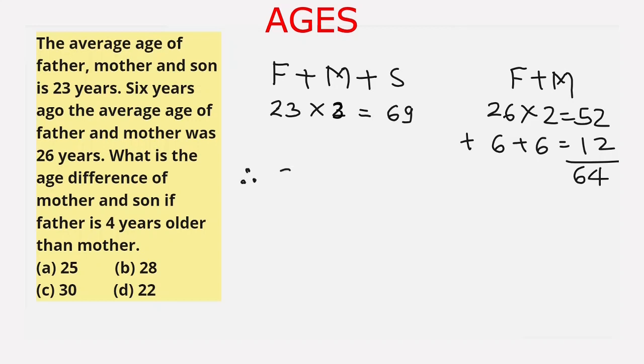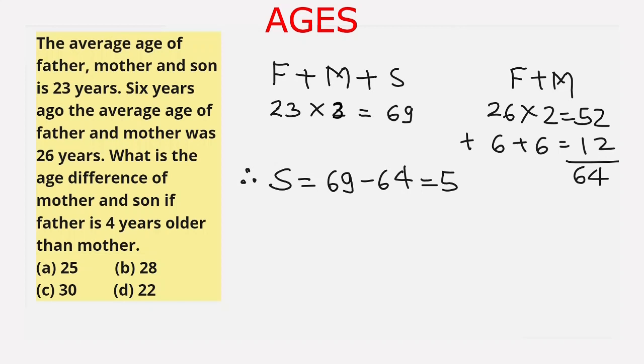Therefore, the age of son is 69 minus 64 equal to 5 years, because the sum of the age of father, mother and son is 69, and if we subtract the age of father and mother, which is 64, then we get 69 minus 64 equal to 5 years. This is the age of son.